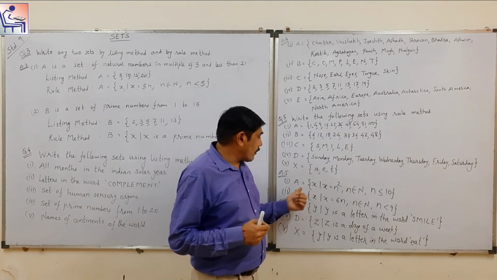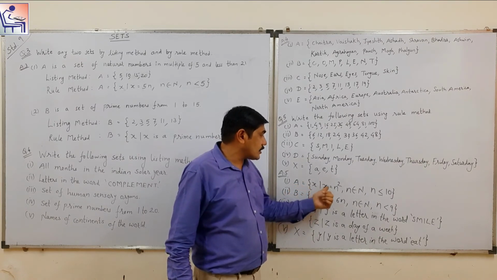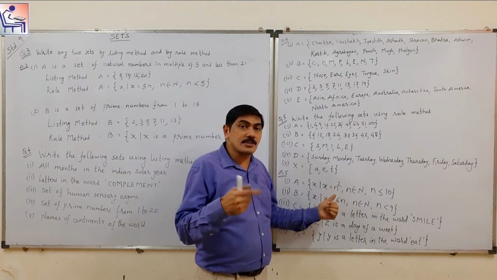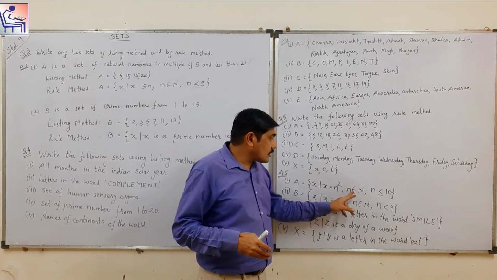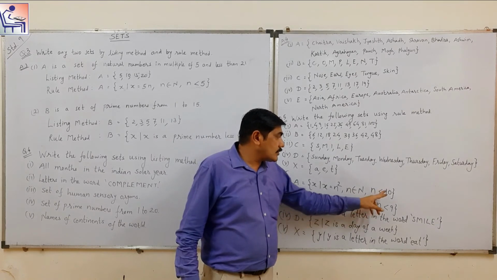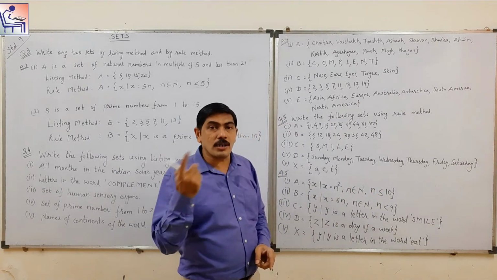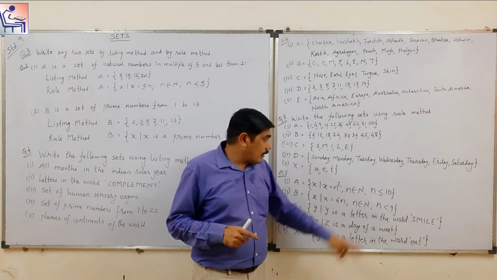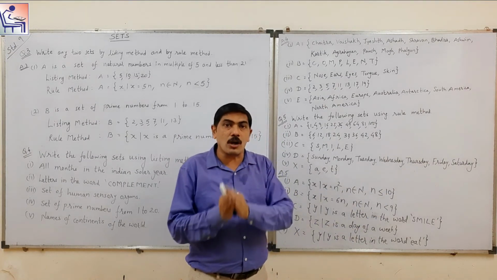Here we can write the answer as A is a set of all x such that x is equal to n square. Why n square? Because these are the squares where n is an element of natural numbers and n is less than or equal to 10. See, natural number starts from 1. And when we say here less than or equal to 10, it means 10 also covered.